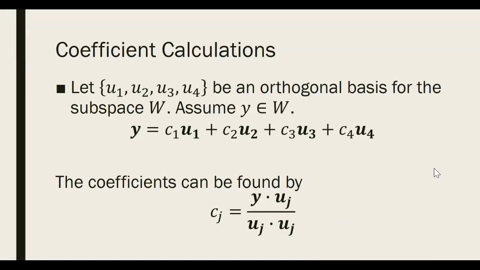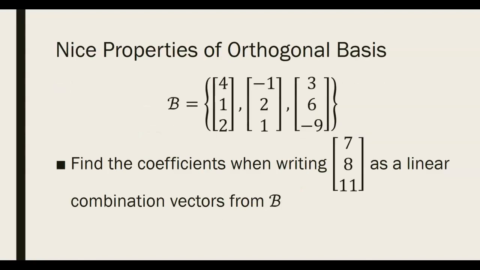So let's go ahead and do that. With this set, which we already have established as an orthogonal basis, let's try to find the coefficients when you write 7, 8, 11 as a linear combination of these three vectors. Go ahead and push pause on the video and see if you can do that.